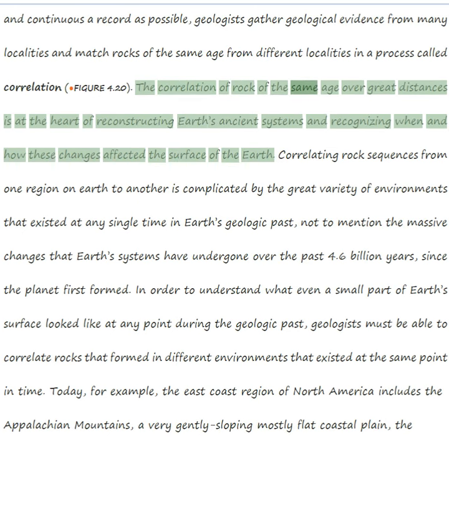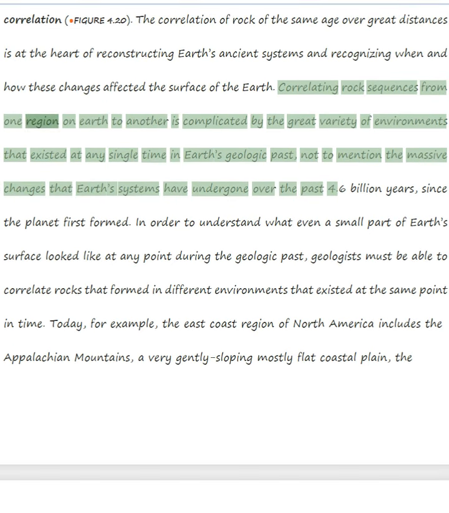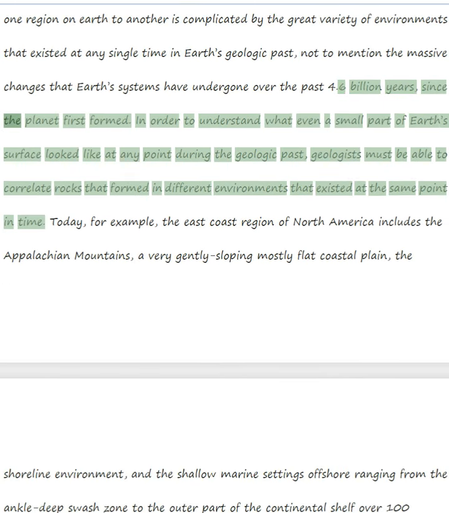The correlation of rock of the same age over great distances is at the heart of reconstructing Earth's ancient systems and recognizing when and how these changes affected the surface of the Earth. Correlating rock sequences from one region on Earth to another is complicated by the great variety of environments that existed at any single time in Earth's geologic past, not to mention the massive changes that Earth's systems have undergone over the past 4.6 billion years since the planet first formed. In order to understand what even a small part of Earth's surface looked like at any point during the geologic past, geologists must be able to correlate rocks that formed in different environments that existed at the same point in time.